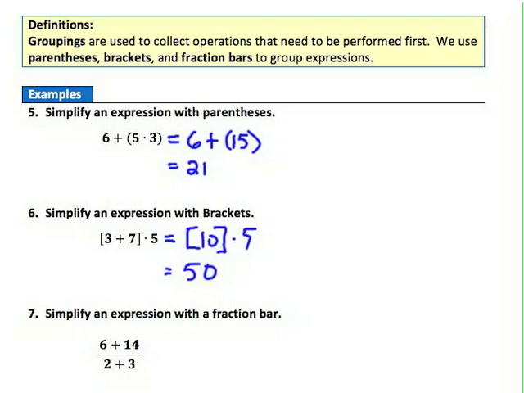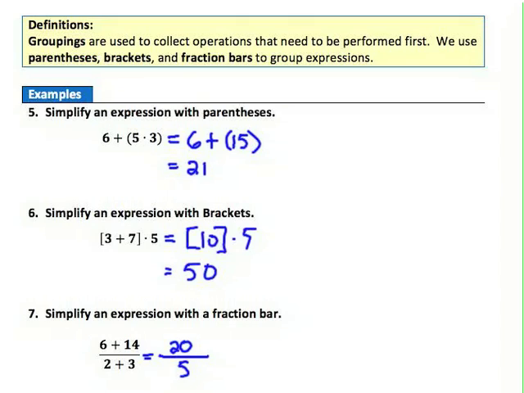Example 7. Simplify an expression with a fraction bar. Well, a fraction bar groups both the numerator and the denominator. So I need to get an answer in the numerator and denominator as my first step. In the numerator, I have 6 plus 14. That gives me an answer of 20 in the numerator. In the denominator, I have 2 plus 3, which gives me an answer of 5.